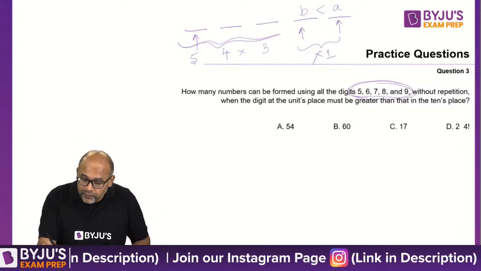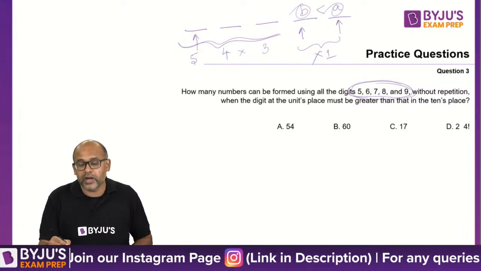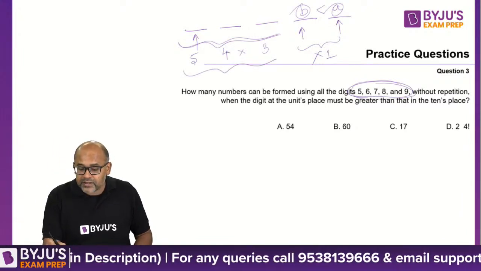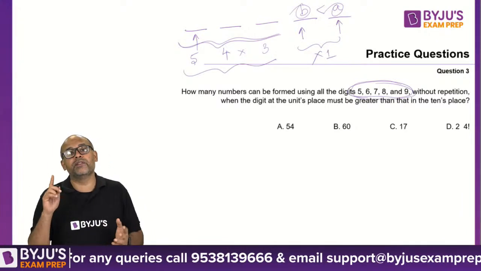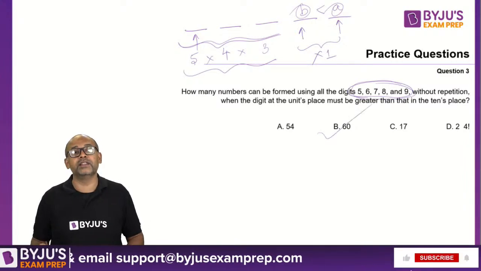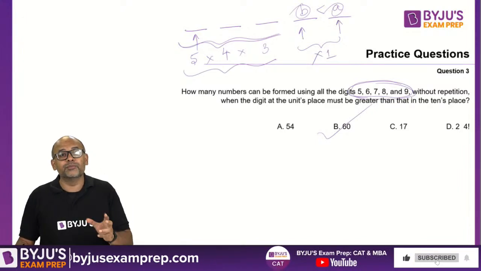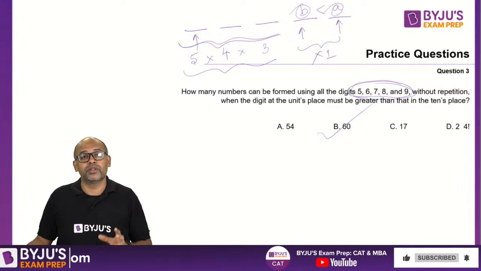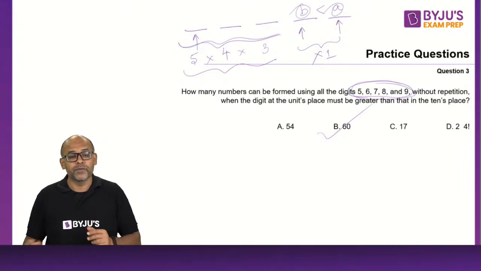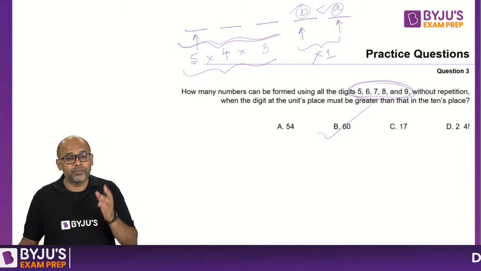So the greater digit will always come in the units place and the smaller digit in the tens place. That's it. If you fill this, then the remaining will not have a choice. There is only one way to do it. So this basically is 5 into 4 into 3, that is 60. It's a very elegant, simple problem if you understand the concept, and this actually gets into the heart of your PNC. That's very good, Akhil and Saurabh. That is the correct answer.